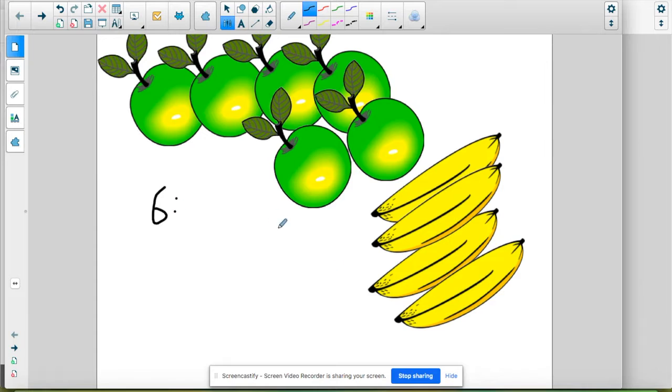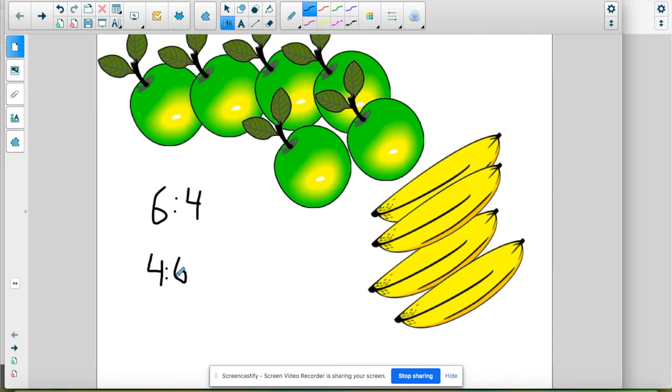And how many bananas? 4. So the ratio of apples to bananas would be 6 to 4. If I were going to compare the bananas to the apples, the ratio would be 4 to 6. So it depends on which thing you're comparing first.